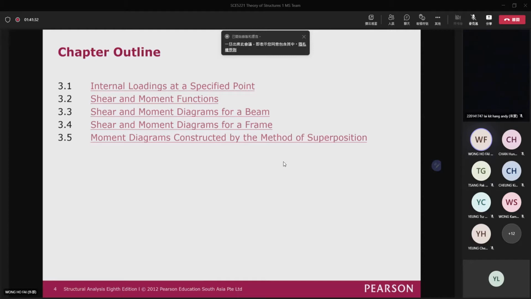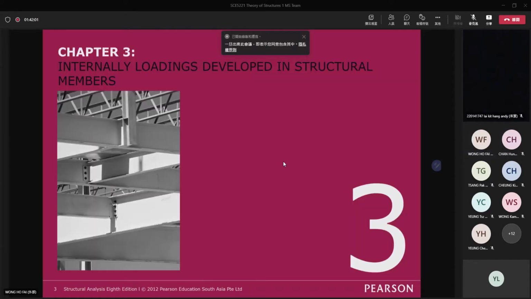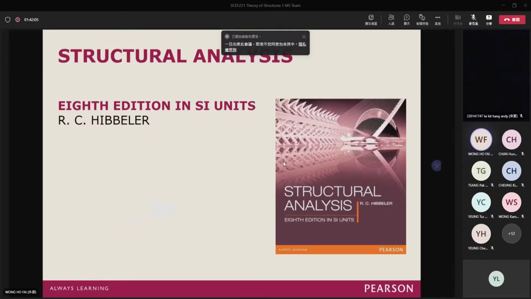So here is the chapter outline. We will talk about the internal loading at a specified point, and then we will talk about the shear and moment functions. Afterward, we will talk about the shear and bending moment diagram for a beam. And then we will also mention the shear and moment diagram for frame structures. And then finally, we will mention the moment diagram constructed by the method of superposition.